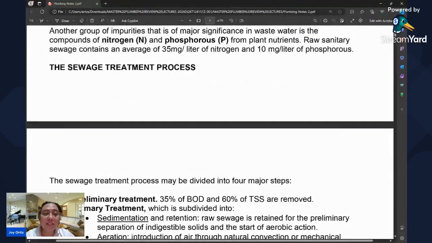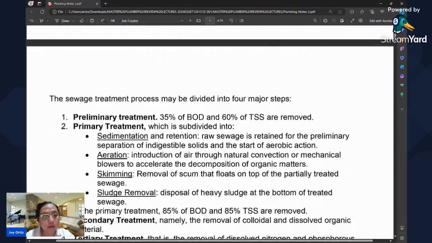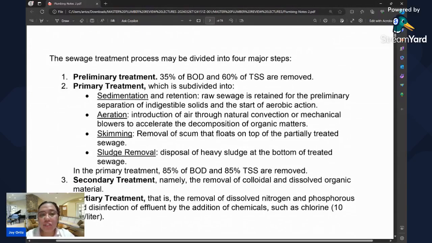So here's the process of the sewage treatment. Okay, so the sewage treatment process may be divided into four major steps. First is the preliminary treatment. Here in preliminary treatment, 35% of BOD and 60% of TSS are removed. So, yun yung mga ina-analyze natin, the BOD and the TSS. So, that's the preliminary treatment.